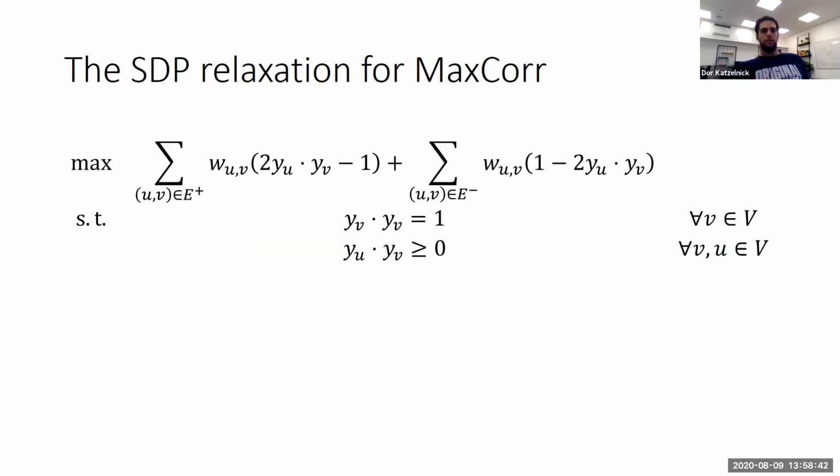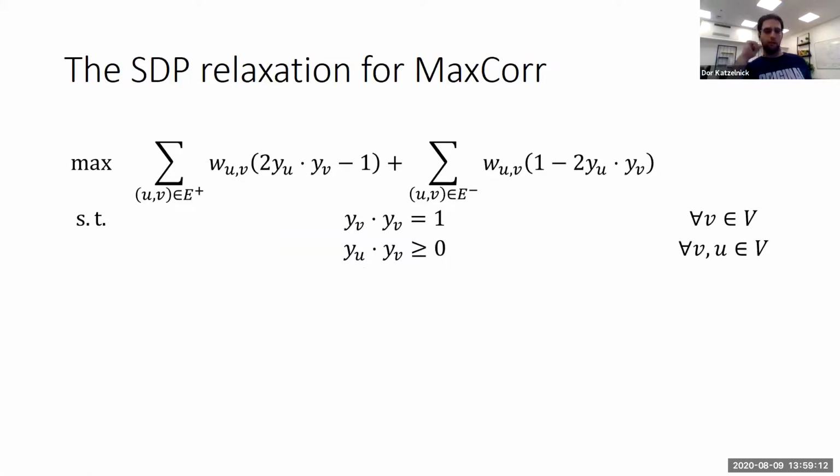So here is the SDP relaxation for MaxCorr. You can see that we have a vector for every node in the graph. And what we want is that every vector will be a unit vector, and the inner product between every 2 vectors will be non-negative. And basically, what this means is that all the vectors lie in the same orthant or hyperoctant.